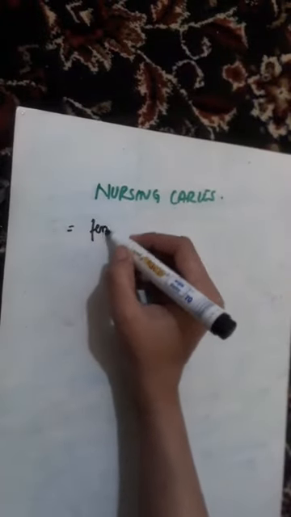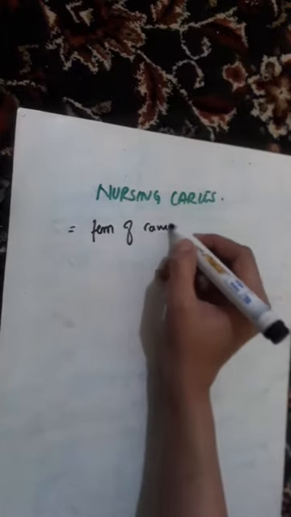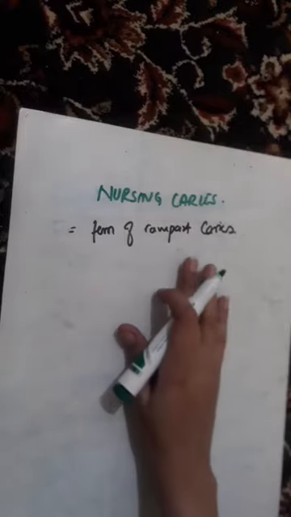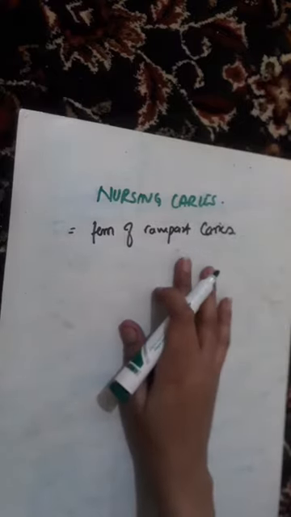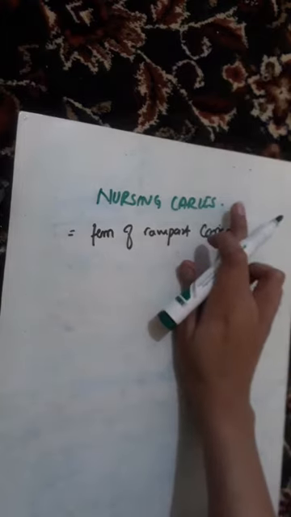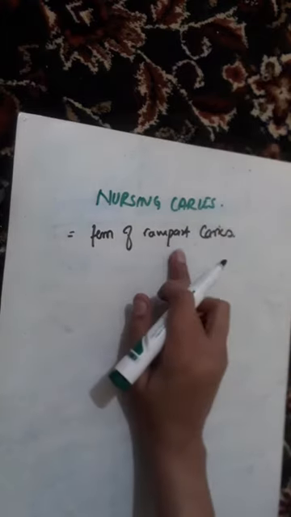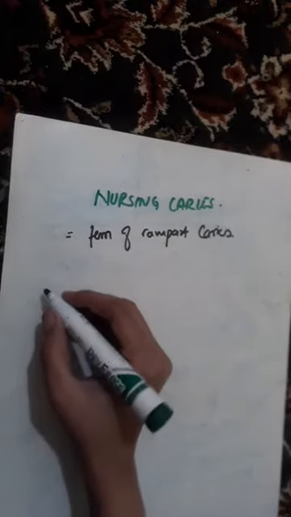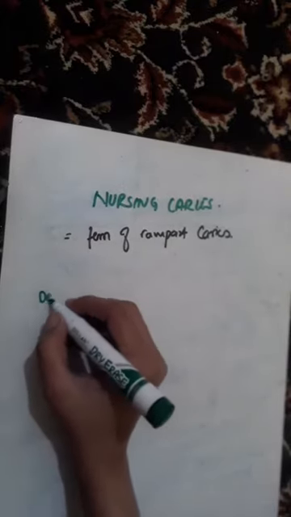But actually nursing caries is a specific form of rampant caries. So there is a difference. It is not actually the same as rampant caries. Nursing caries only happens in the primary dentition, while rampant caries happens in both permanent and primary dentition. Now there comes the dentition involved.